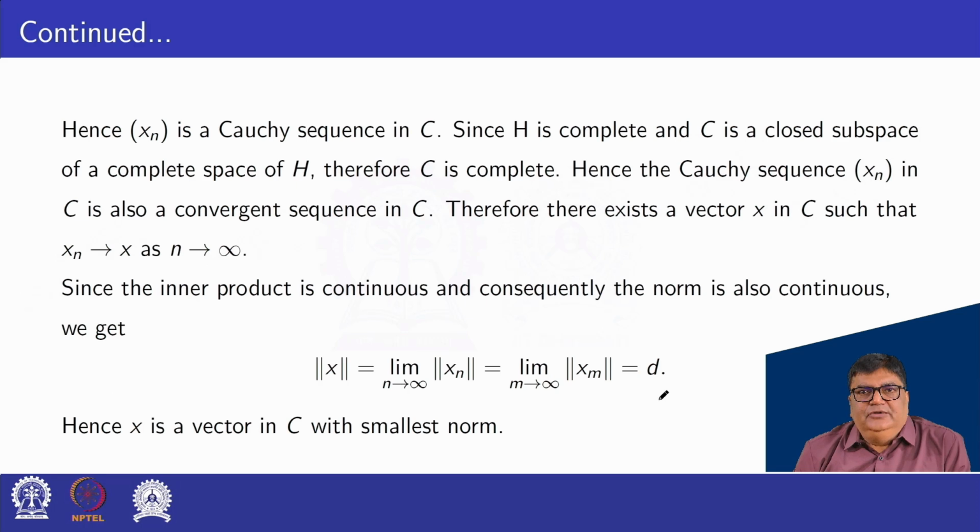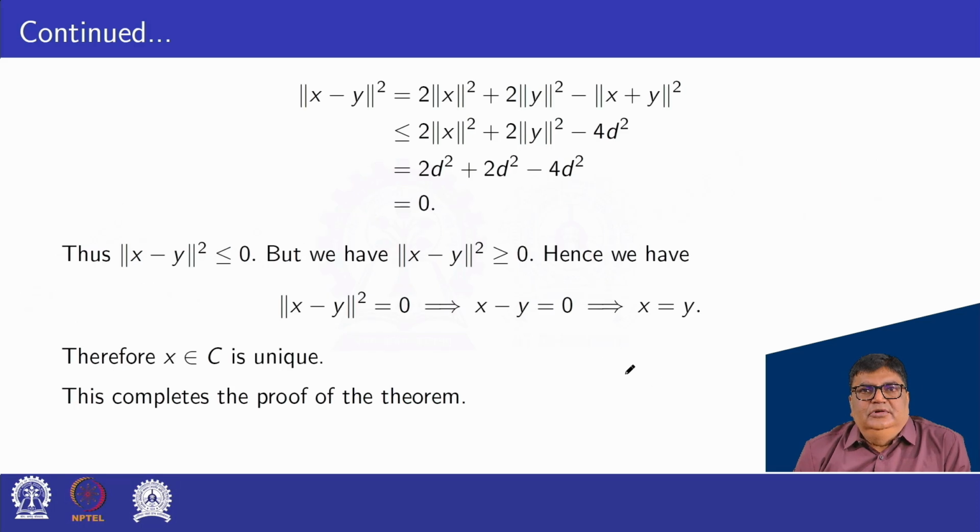Here norm x is equal to D and norm y is equal to D also. So this equals 2D squared plus 2D squared minus 4D squared, that is 0. So here norm x−y squared is less or equal to 0. But we know that norm x−y squared is greater or equal to 0. Hence we have norm x−y squared equal to 0, that is norm of x−y is equal to 0.